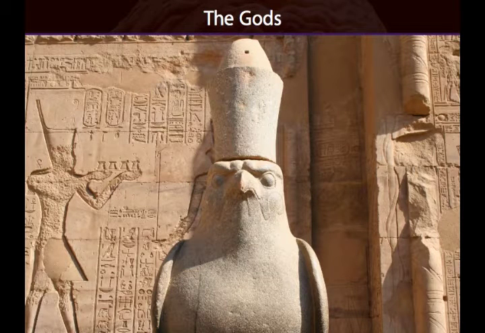The gods of Egypt are represented as anthropomorphic animals, and this is something that is particularly striking. What we're seeing here is the falcon, the god Horus himself, and often you'll see a part man, part animal figure, so that you have a god like Anubis, who has the head of a jackal and the body of a man.